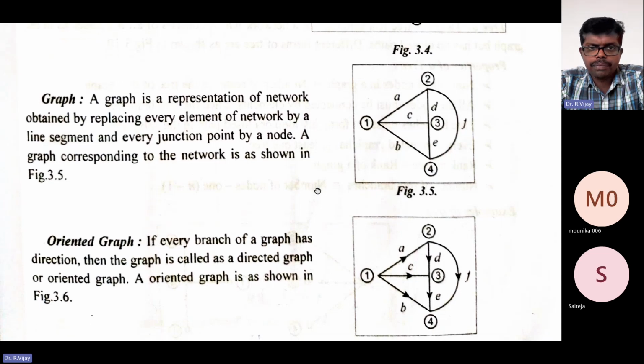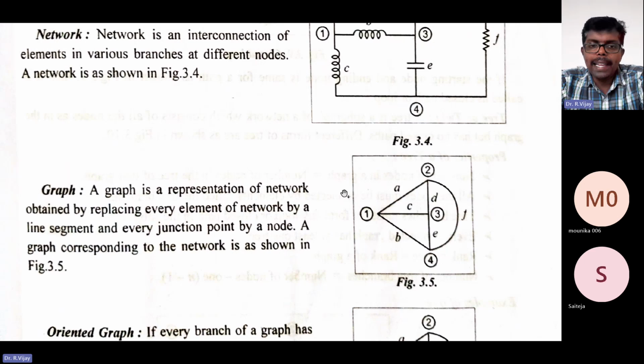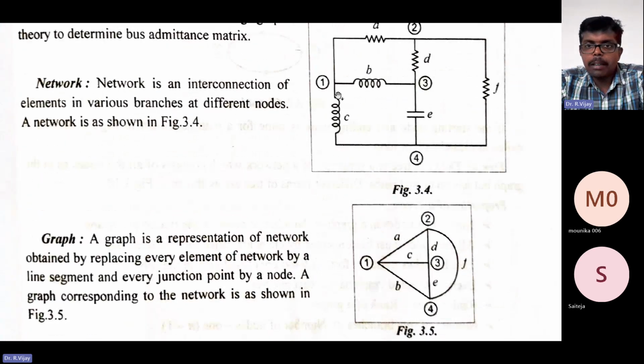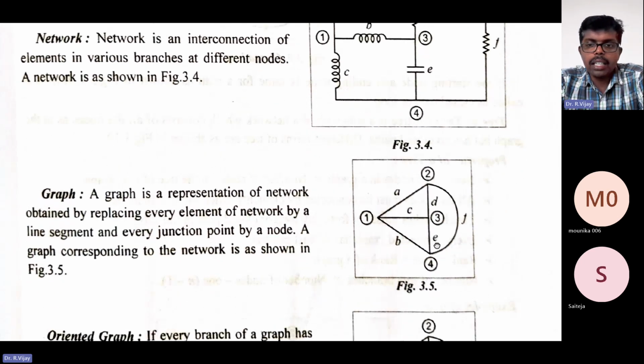Next, what is a graph? A graph is a representation of a network obtained by replacing every element of the network by a line segment. Whatever is there in the network, we are just replacing every element by a simple line segment and every junction by a node. Each and every junction becomes a node, and every element a line segment. So that is a graph, a graph corresponding to the network.